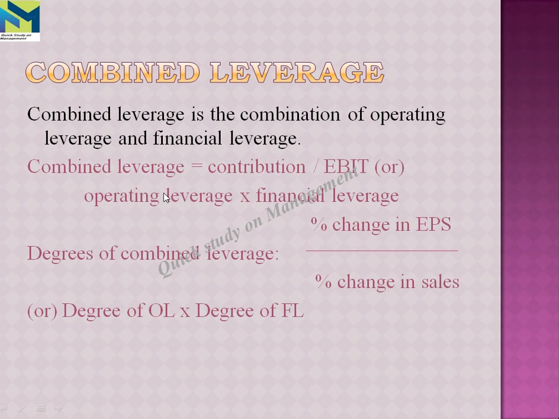Next, we have combined leverage. The combined leverage is a combination of operating leverage and financial leverage. The formula is contribution divided by EBT. Or else, if we have the values for operating leverage and financial leverage, we just multiply these two and then we get the value of combined leverage. The degree of combined leverage is the percentage of change in EPS divided by the percentage of change in sales.